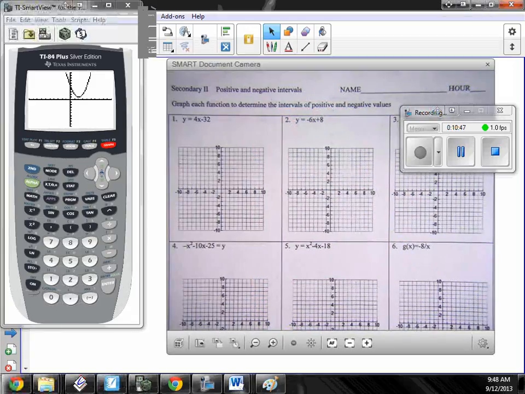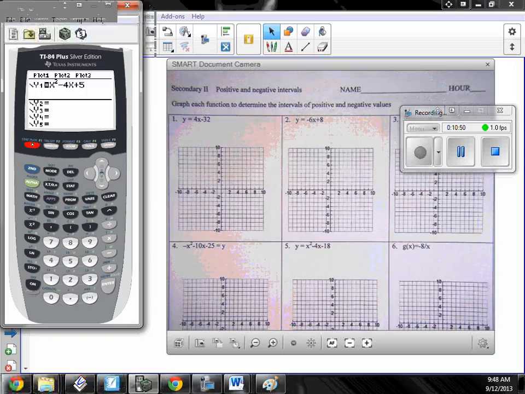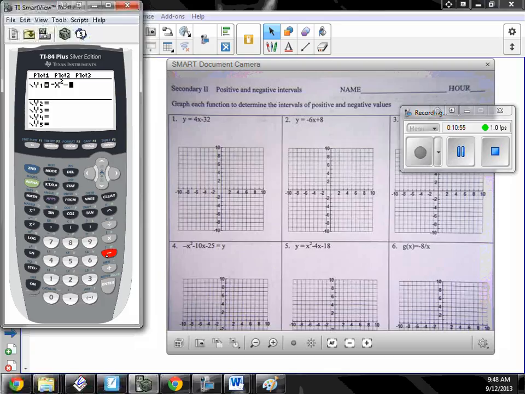Number 4. Number 4 is going to trick you on purpose. Negative x squared minus 10x minus 25. Oops, not minus 2, minus 25. Where is this graph positive? Nowhere. Where is this graph negative? Good. Everywhere except negative 5. When x equals negative 5, the graph equals 0.